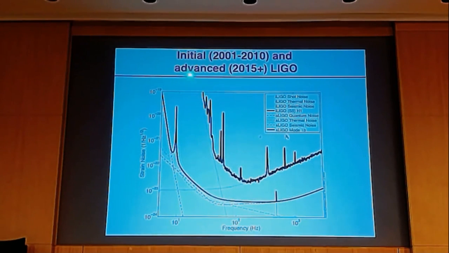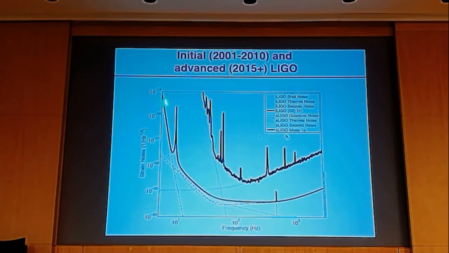We understood this noise. We knew this was not enough. We did not detect gravitational waves in 2010. So, we had technology that had been developed by the LIGO Scientific Collaboration and other people to do better. And we wanted to do this much better.